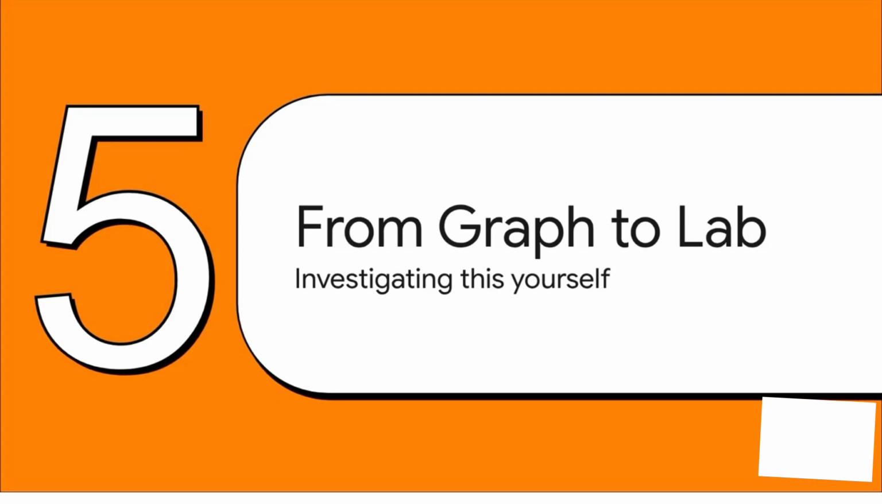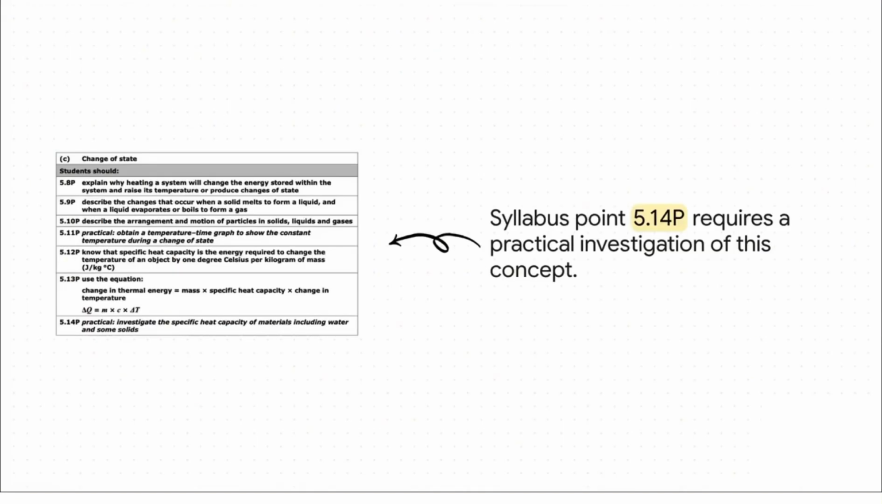Now, this isn't all just theory and graphs. You're actually going to investigate this for yourself in the lab. Yeah, a really important practical for your IGCSE is figuring out the specific heat capacity of a material. You'll basically be doing exactly what we talked about. You'll measure the mass of something, you'll heat it up and measure the temperature change, and you'll figure out how much energy you put in. Then you just plug those numbers into the equation we just saw and rearrange it to find c. You get to be the scientist.